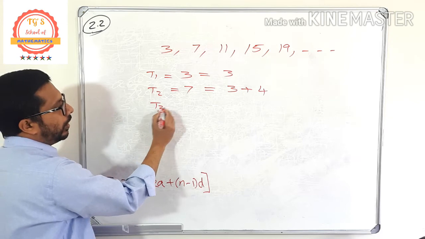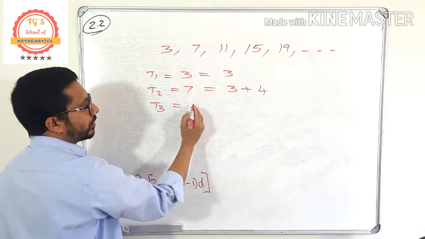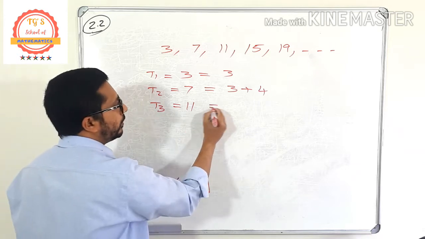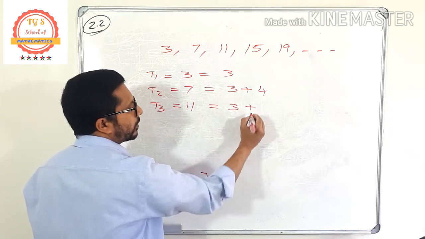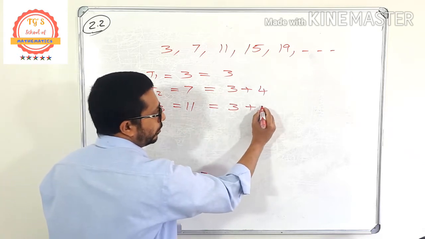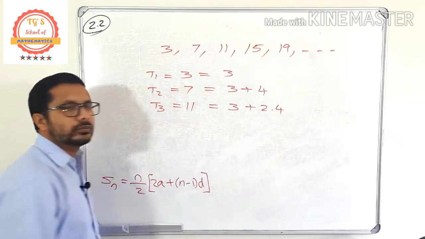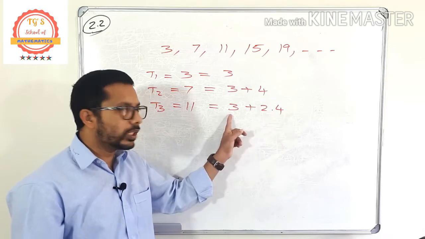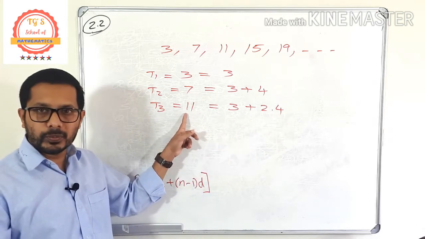Now what is the third term in this sequence? 11. So look at how I am going to write: 3 plus 2 times 4. What is 2 times 4? 8. 8 plus 3, 11. Did you get the third term?